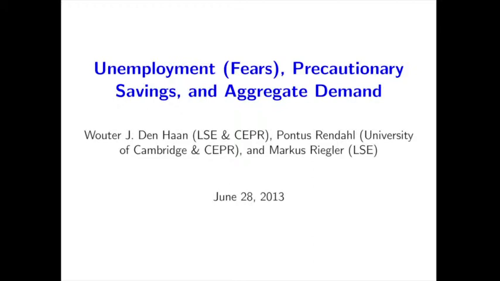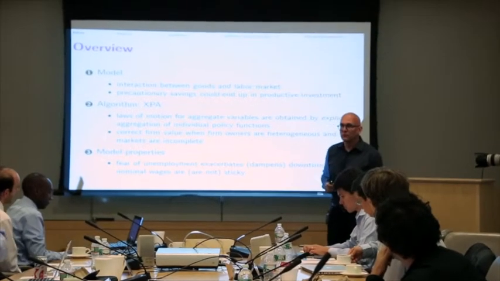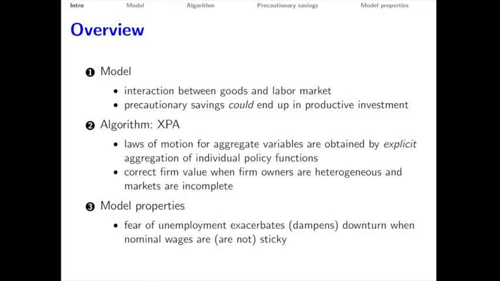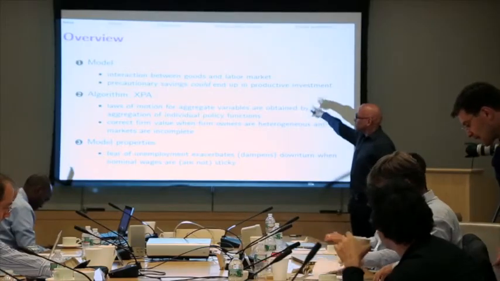Here the friction on the goods side is precautionary savings, that people may want to consume less. There's actually a whole bunch of papers interested in that. But very often precautionary savings cannot end up in anything that's productive. In this paper we do allow for precautionary savings to potentially show up in something that is productive. So I'm going to talk a little bit about the algorithm.